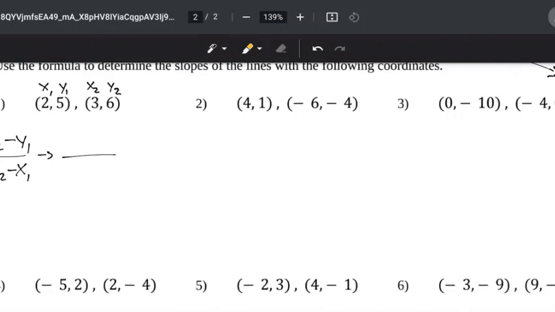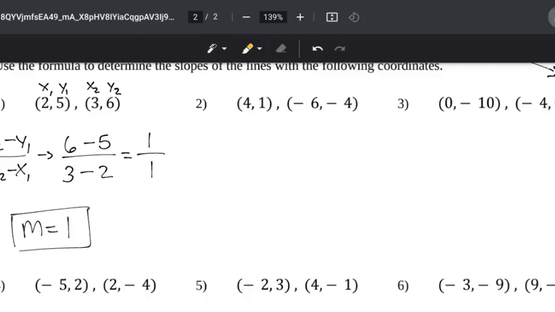So we first need to identify our y2, which in this case is a 6, minus our y1, which is a 5. Then we have our x2, which is a 3, minus our x1, which is a 2. And now we just do the math. 6 minus 5 is 1. 3 minus 2 is also 1. When we simplify 1 over 1, we get a slope that equals 1. This is a positive slope, so if we were to visualize this, the graph should be going up to the right.